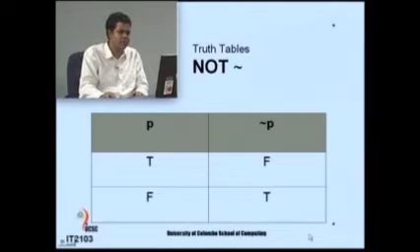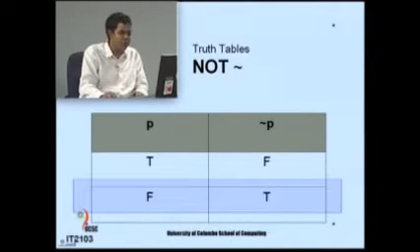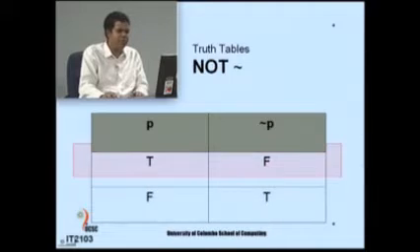Another logical connective we are going to consider is not. Now, unlike and and or, which operate on two propositions, not operates on just a single proposition. We have P and then not P. So, pretty obviously, not P is true when P is false, and not P is false when P is true.